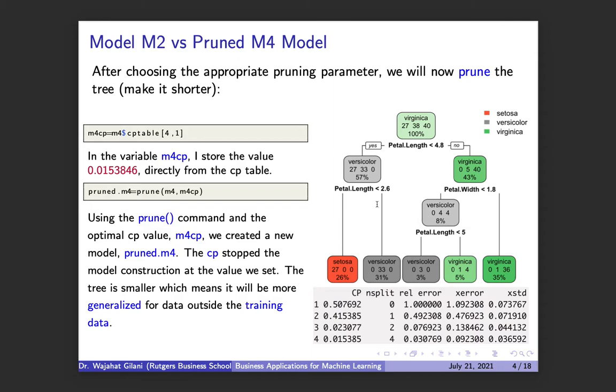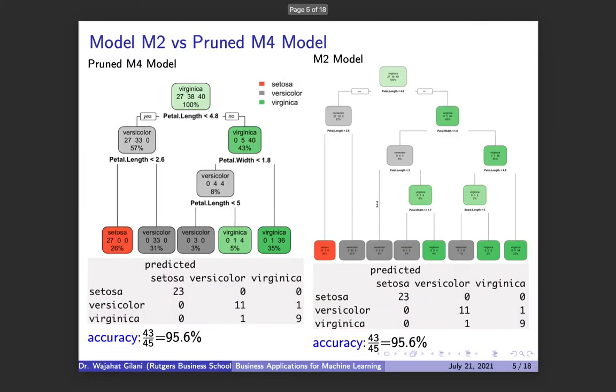They start with something that's very specific, and then they like to prune it back using the optimal CPs and the prune function. And now here I'm doing a side-by-side comparison, and you can see it's much better.